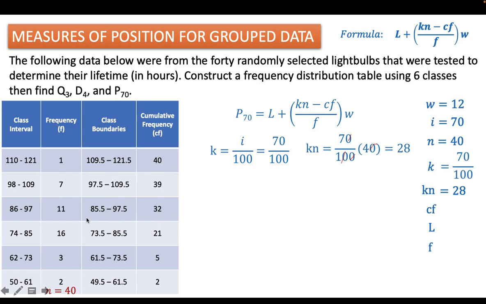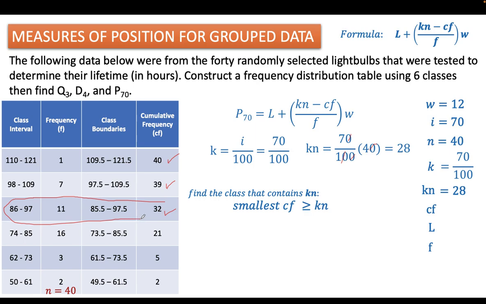So which of these classes contains the kn, which is 28? So the cumulative frequency must be more than or equal to 28. So these are 32, 39, and 40. Since you are looking for the smallest, the class that we are trying to find here is this class that contains the kn, which is 28.